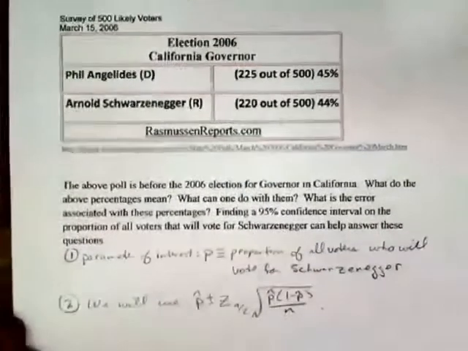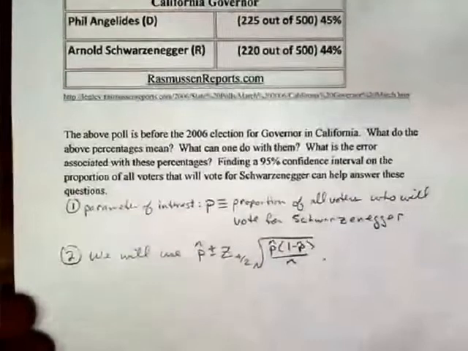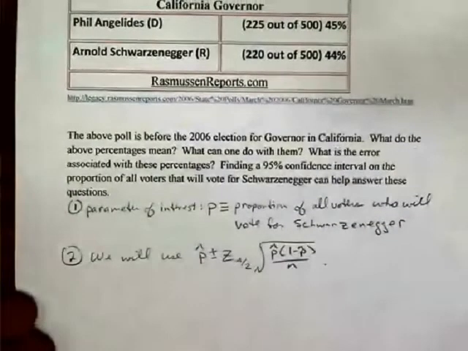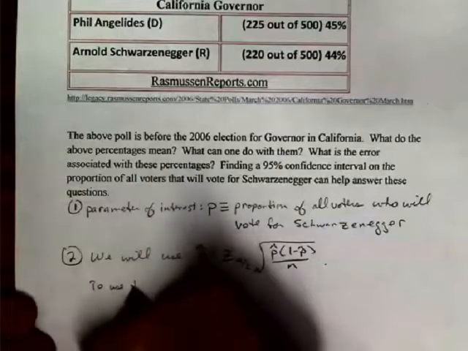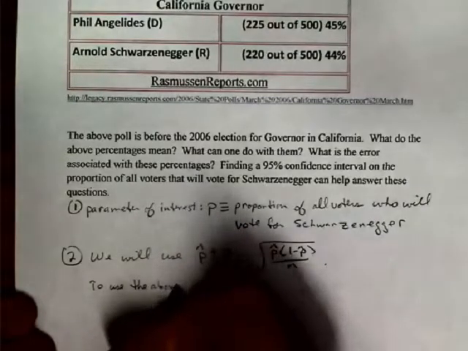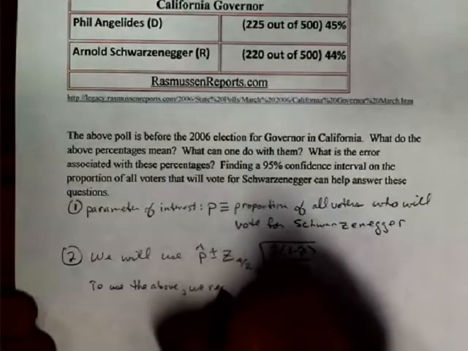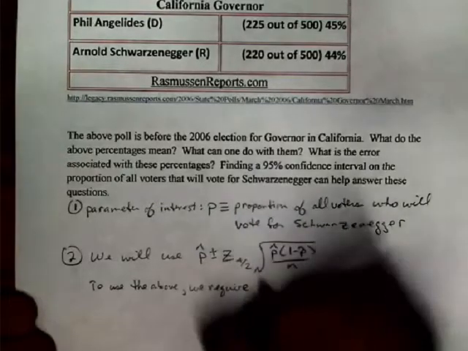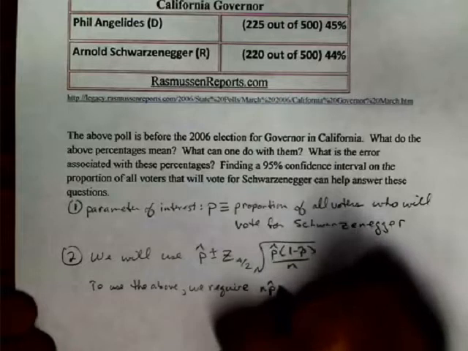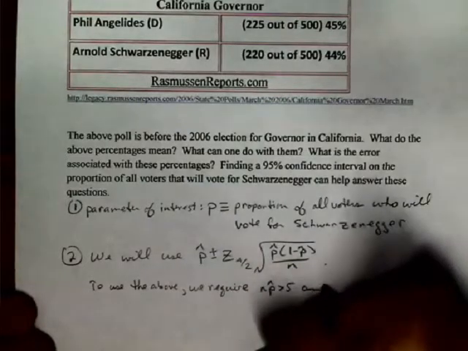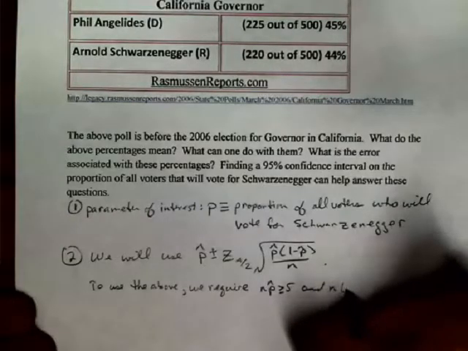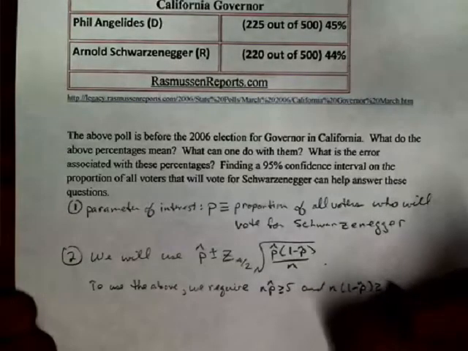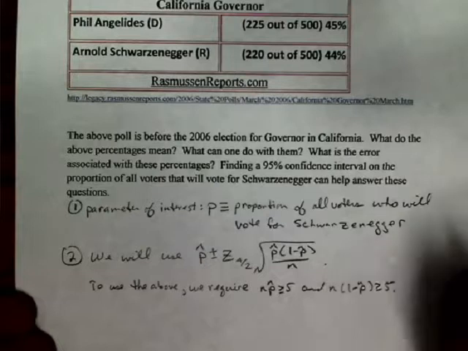And if you recall, the rule of thumb to use this formula is that we require, so let me write this out here, to use the above, we require n times p hat to be greater than or equal to 5, and n times 1 minus p hat to be greater than or equal to 5 as well. Well, is that the case?